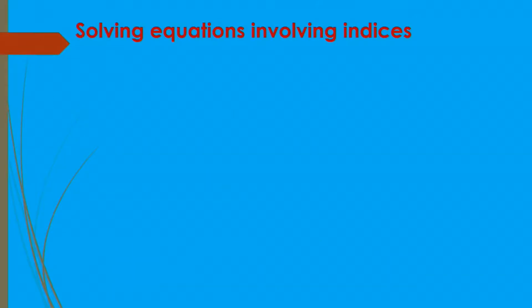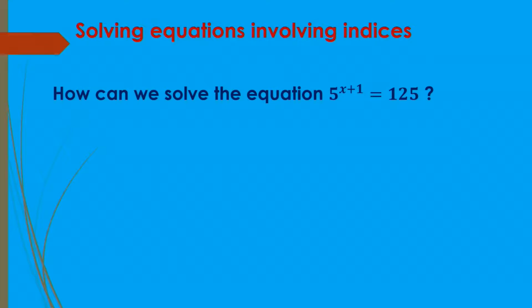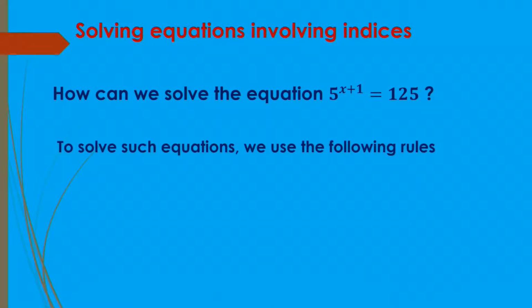Before proceeding further, let me ask you a question. How can we solve such equations? For example, if we have 5 power x plus 1 equal to 125, how will you solve it? To solve such equations, we must use the following rules. If you have a power x equal to a power y, then we conclude that x equal to y. That is, if you have the same base, the powers must be the same.